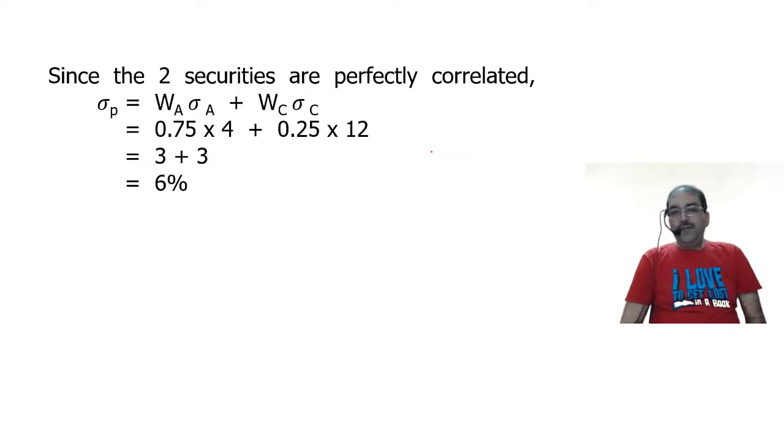Now what do you find? The risk of security E is less than 6%. So should I make an investment in the portfolio or should I invest in E? Since the risk is lower in E, I will invest in E, because both are giving me the same returns, but E is giving me the same return with low risk.